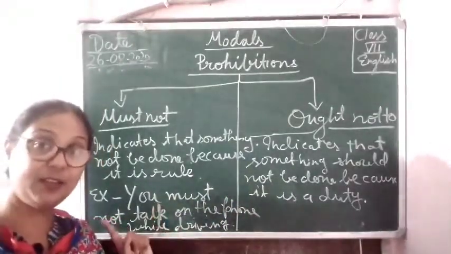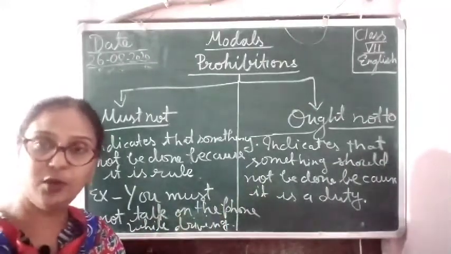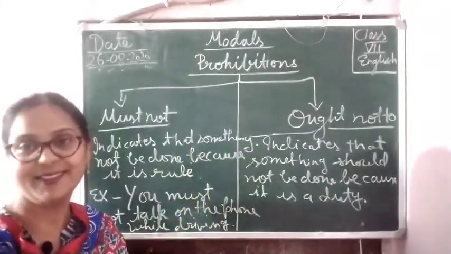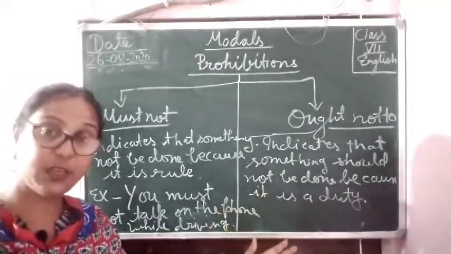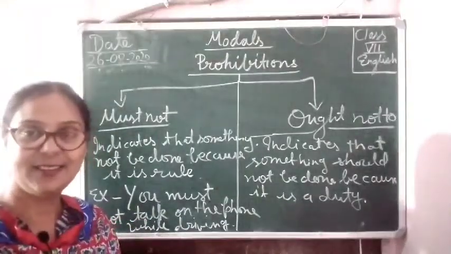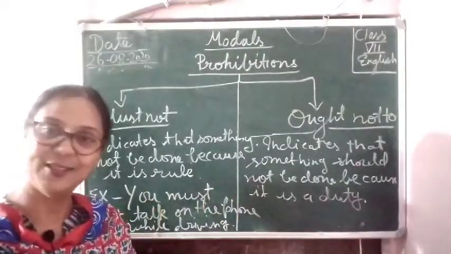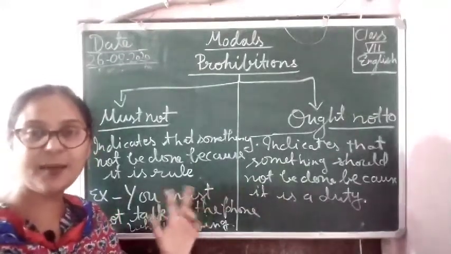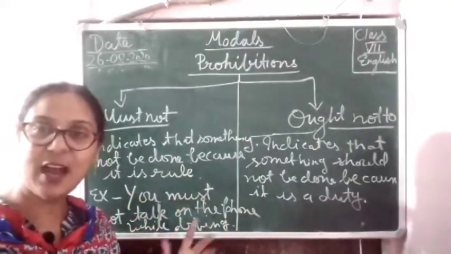This must not, it is a rule. It is showing the rule, and here ought not to is showing your duty. So it is a little more lenient than must not. So this way we can understand. So it is talking about your duty and it is talking about the rule, the strict prohibition. So these two are showing the prohibitions. So let's start solving the exercise. I hope you have understood this concept of using these modals in prohibition. So we're just starting our exercises.